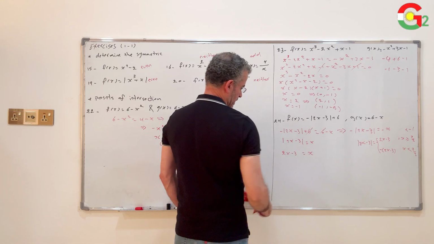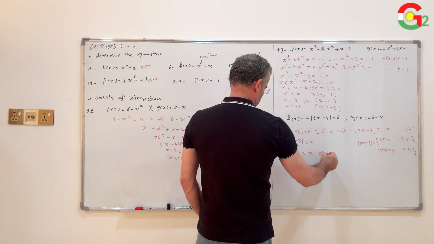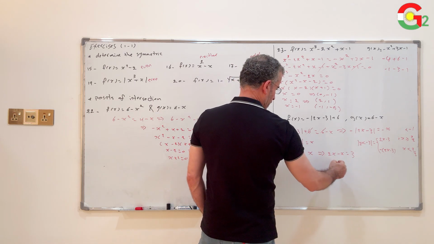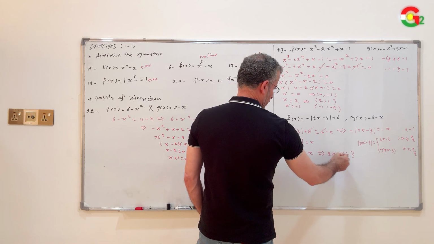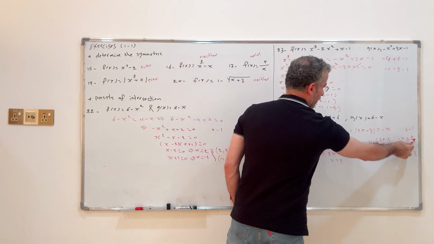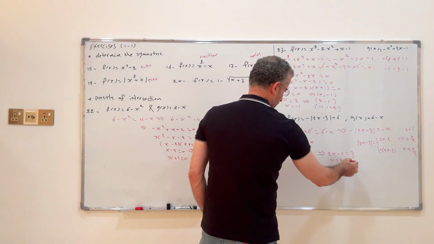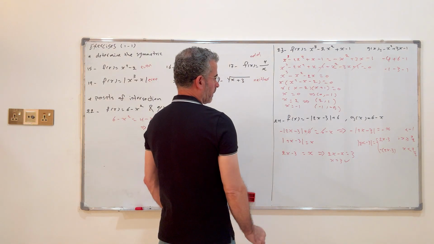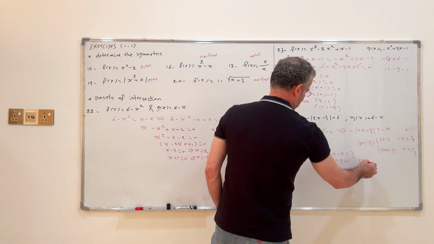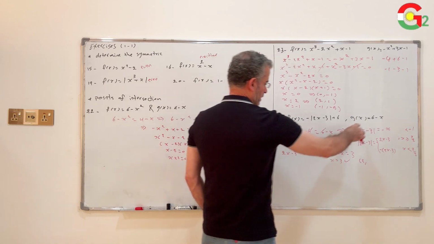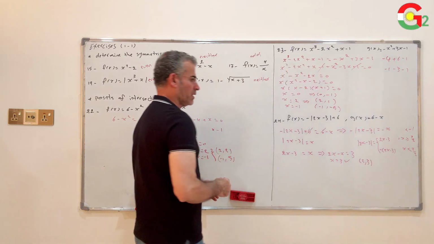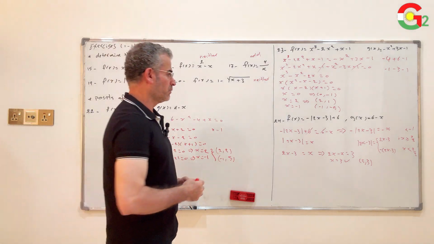Equal to x. Then 2x minus x equals 3, so x equals 3. Is 3 greater than 3 over 2? Yes, it's greater, so it is an intersection point. To find the y coordinate, 6 minus 3 is 3. Then (3, 3) is the first intersection point.